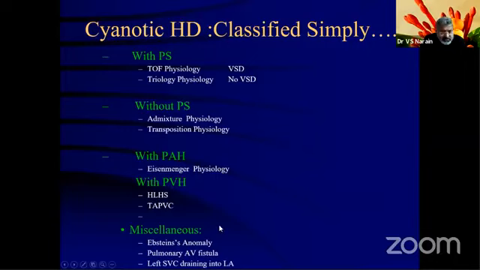So these are the two things we shall discuss, and then you have a situation which is miscellaneous, where you have Ebstein's anomaly, a pulmonary AV fistula, and SVC draining into the left atrium. So cyanotic heart disease is classified like this.